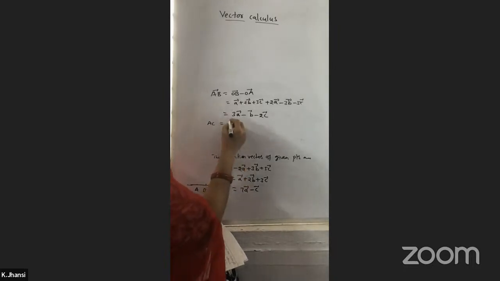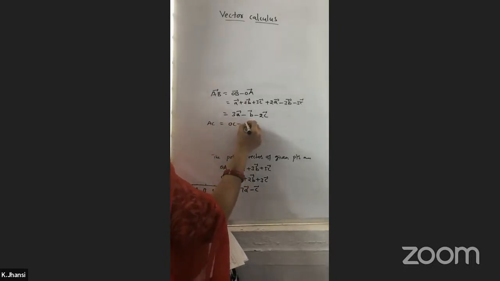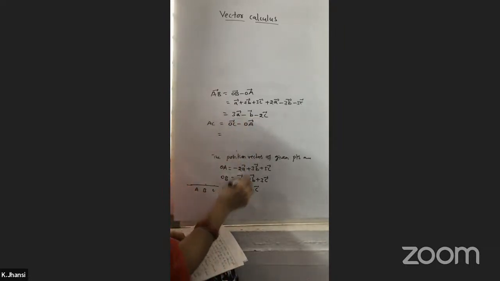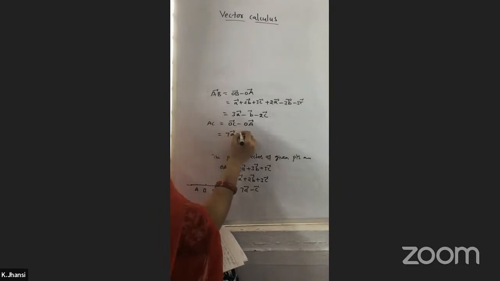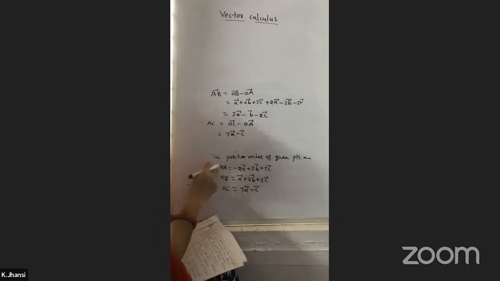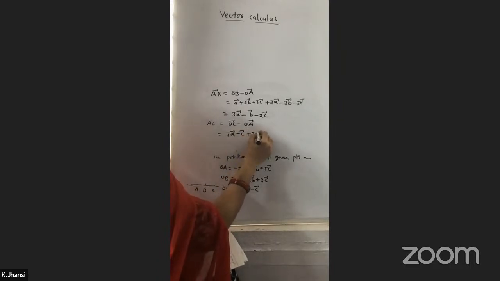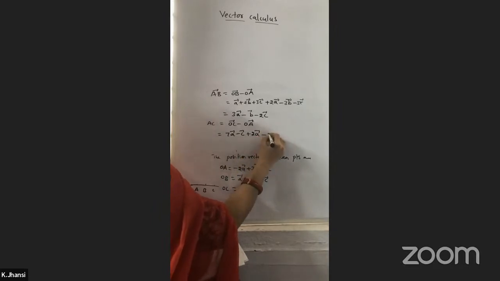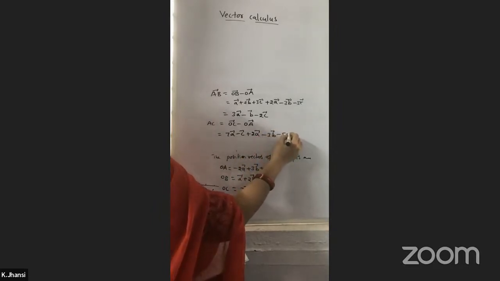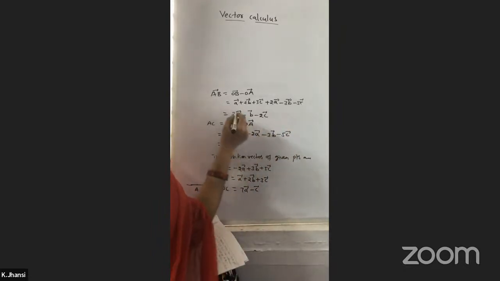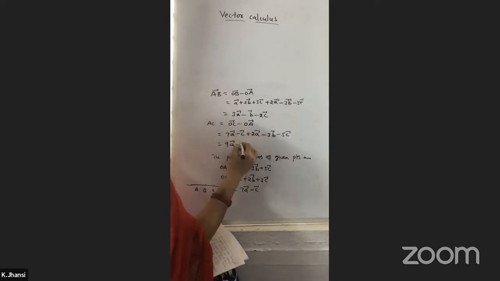AC is equals to OC minus OA. So OC is what? 7A minus OA is minus of minus is plus 2A minus 1 minus 3B minus 5C. So 7A plus 2A means 9A. B is not there, so minus 3B like that only, right? Minus CA minus 5A means minus 6C.